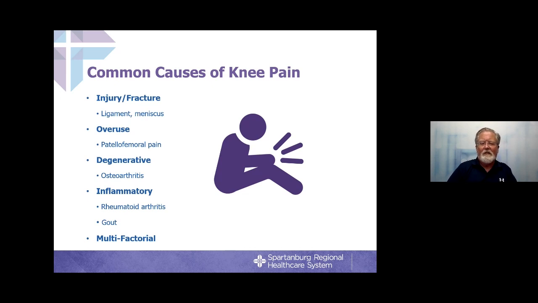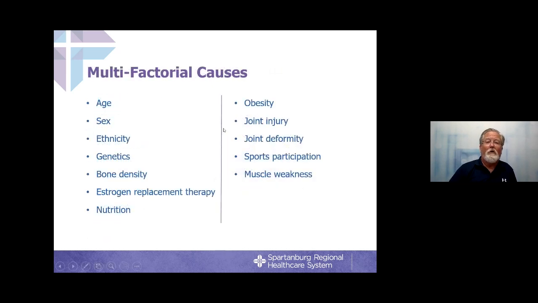Now, these things rarely exist in a vacuum, and there are multifactorial causes. So what are these multifactorial causes? Well, age. Believe it or not, arthritis is not a disease of aging. Not everybody who is lucky enough to live into their 80s and 90s develops arthritis. In a little bit, when we talk about the demographics of arthritis, you'll see what I mean.